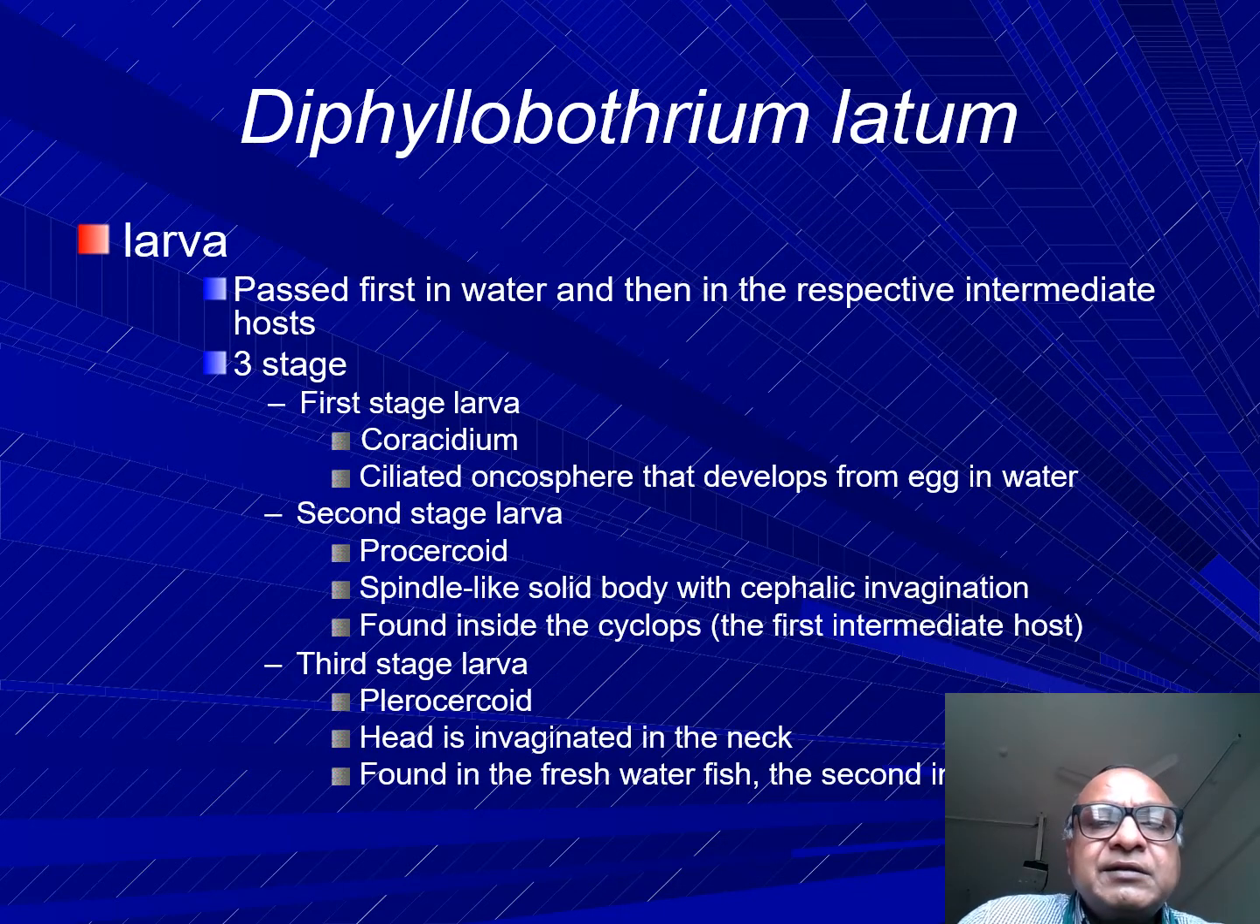Then the structure of the larvae: there are three larval stages, first, second and third. The first stage is known as the coracidium. It is a ciliated oncosphere which develops from the egg in water. Then the second stage larva enters the cyclops. It is known as the procercoid. Then the third stage larva is found in freshwater fish. It is known as the plerocercoid.